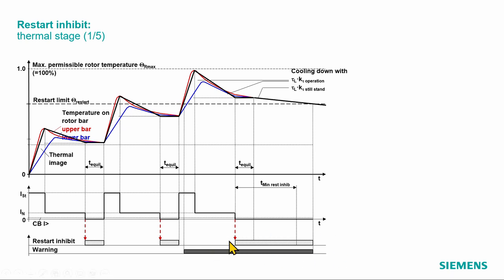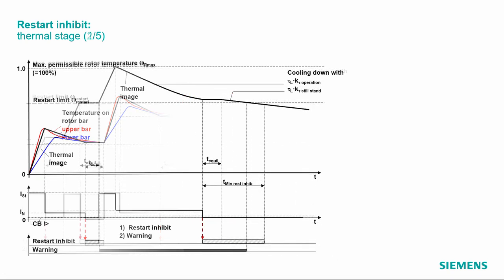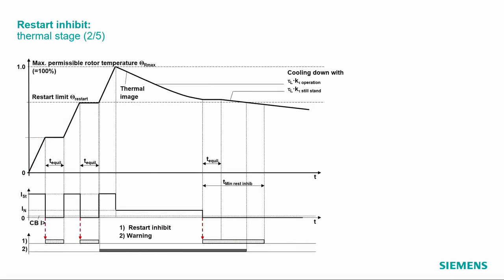If you don't want this internal coupling, then you need to switch the setting to no. Then you have just this signal restart inhibit, and then you have to work with that signal and make an external wiring to block the close command. Good. Here are some examples how this works under different conditions.